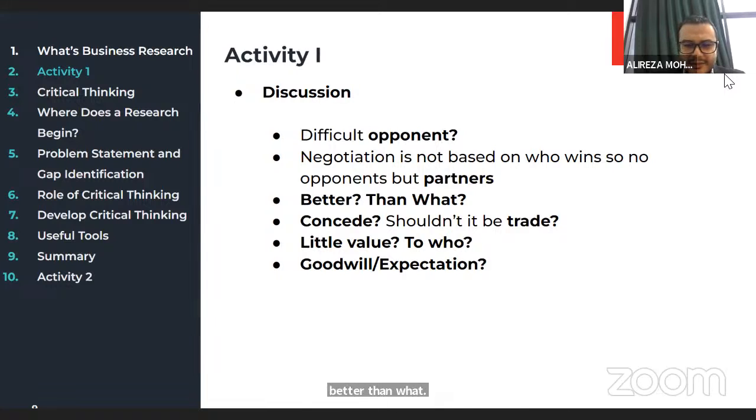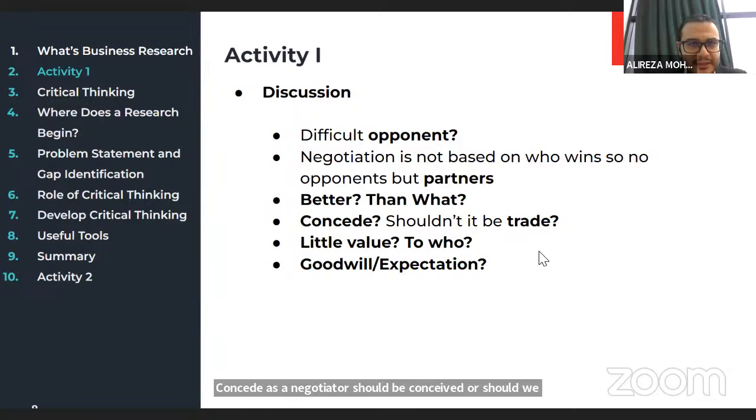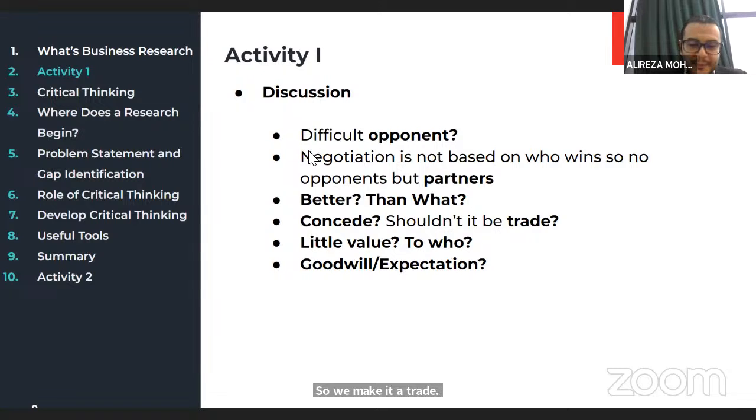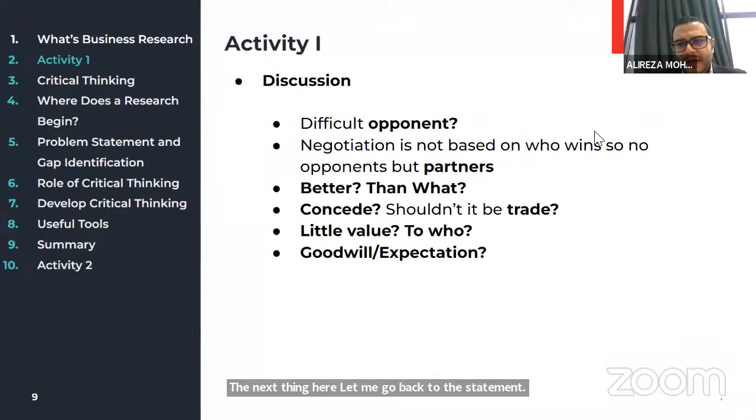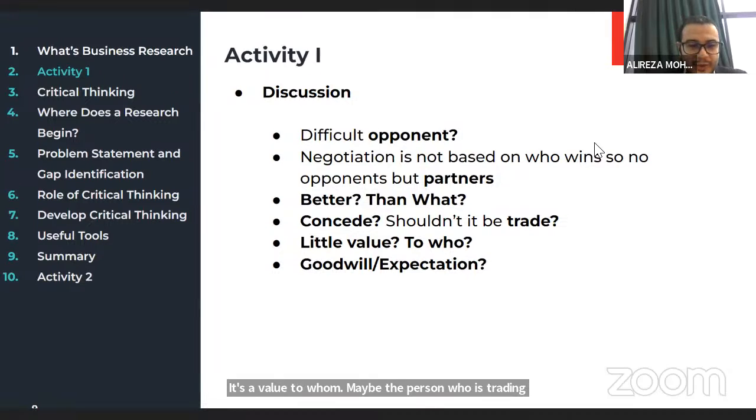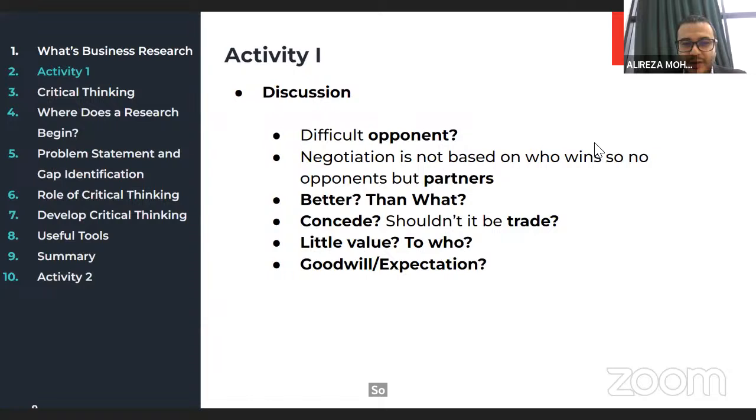Concede? As a negotiator, should we concede or should we trade? For the thing that we concede, we should get something in return. So we make it a trade. The next thing here, let me go back to the statement. Something of little value. Little value to whom? Maybe the person who is trading with you, that thing is of very big value to him, but small value to you. So we would want to trade as much as possible rather than conceding.